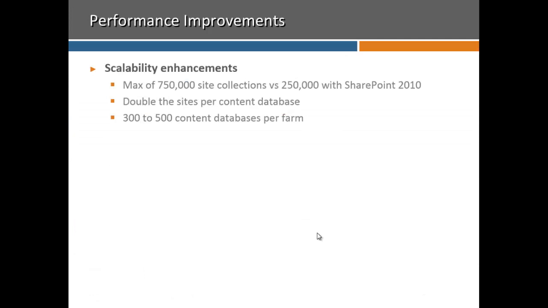In addition, Microsoft made a number of scalability enhancements to SharePoint 2013, including increasing the maximum number of site collections that you can have. Now you might say, who's ever going to hit 250,000 site collections? Well, we have definitely reached those types of limits with SharePoint in some of our deployments with our clients. You can have double the number of sites per content database, and you now have a maximum of 500 content databases per farm.